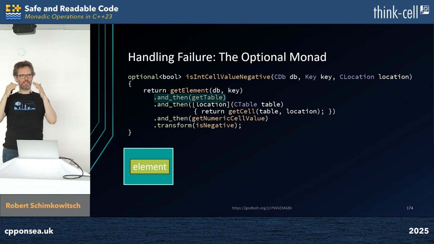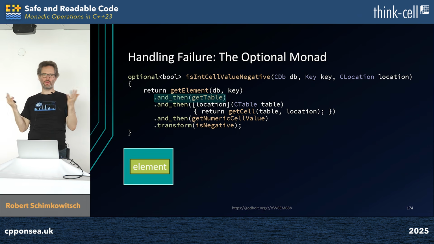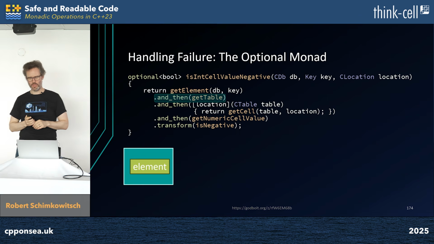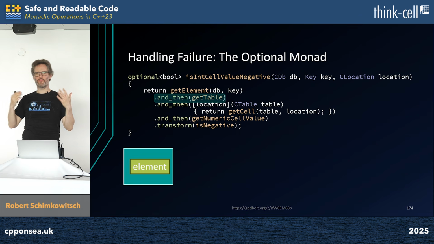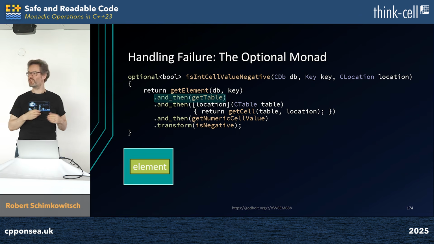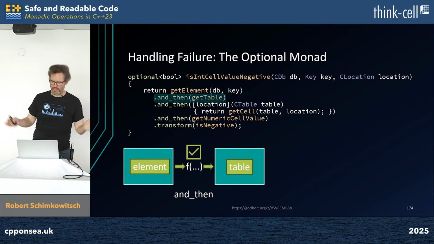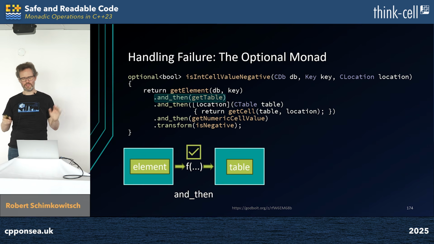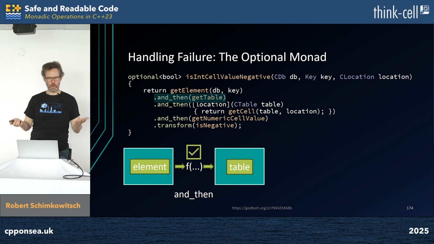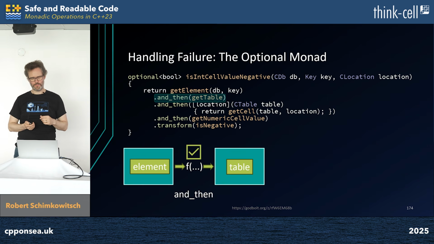So we pass in the next transformation function, and it will be called or not called depending on whether the optional holds a value. Since we are working with values that may be there, this is called the maybe monad. So let's assume that getElement and getTable were okay, so we have a table, an optional that contains a valid table.